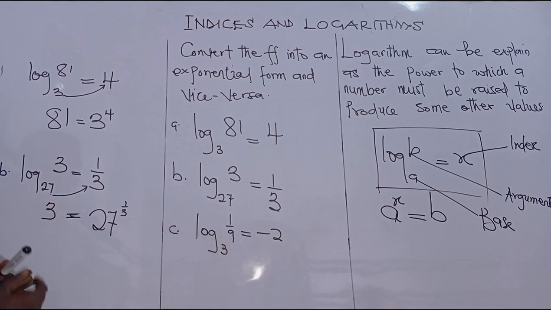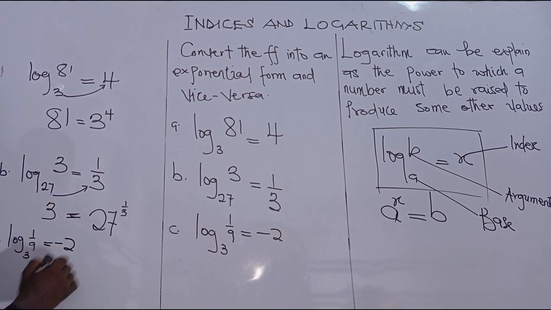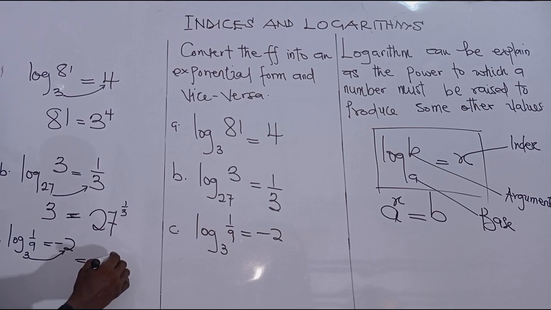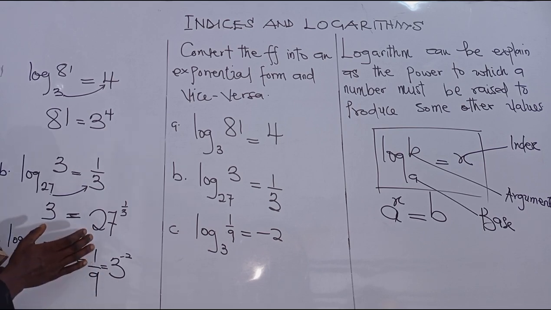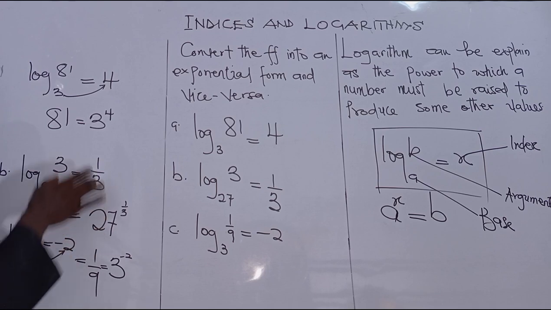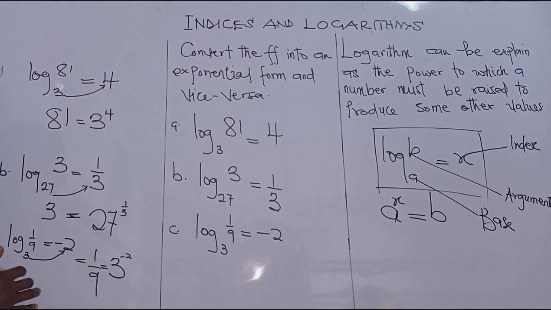You can try your hands on the third one. We have C. So applying the concept, this is the base of the logarithm. So it will move and become the base of the index. So we have 3 raised to the power negative 2. We have 1 over 9. As easy as that. This is how we convert a logarithm form into an exponential form.